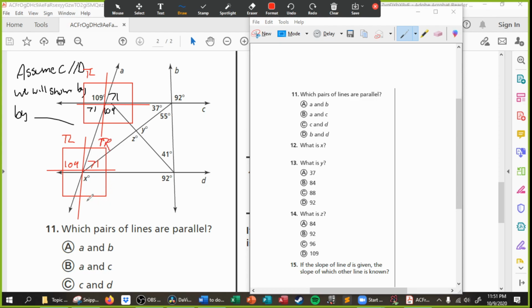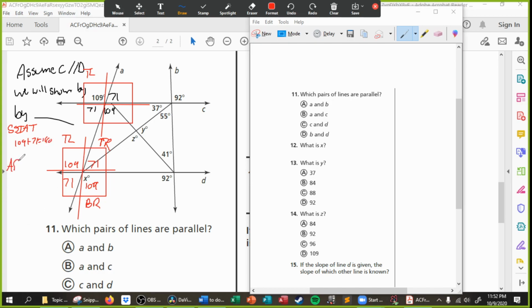My bottom right is 109. So it looks like we're accidentally finding some answers here ahead of time. So nothing here. No, that's not true at all. Quite a bit here tells me that C and D are parallel. I can do this by the same side interior angles theorem and show that this 109 and this 71 are supplementary. And that will actually satisfy it.